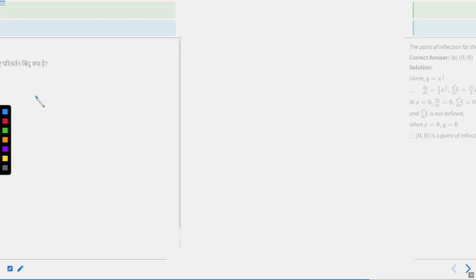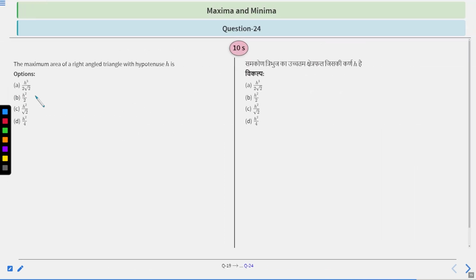Now let's move to the next question, question number 24, which says: the maximum area of a right angle triangle with hypotenuse h is. So the hint of this question is, see, we are given hypotenuse h. So we can make a right angle triangle and we have to find the maximum area. Right. So we can write x square plus y square is equal to h square, right? And hypotenuse h is given.